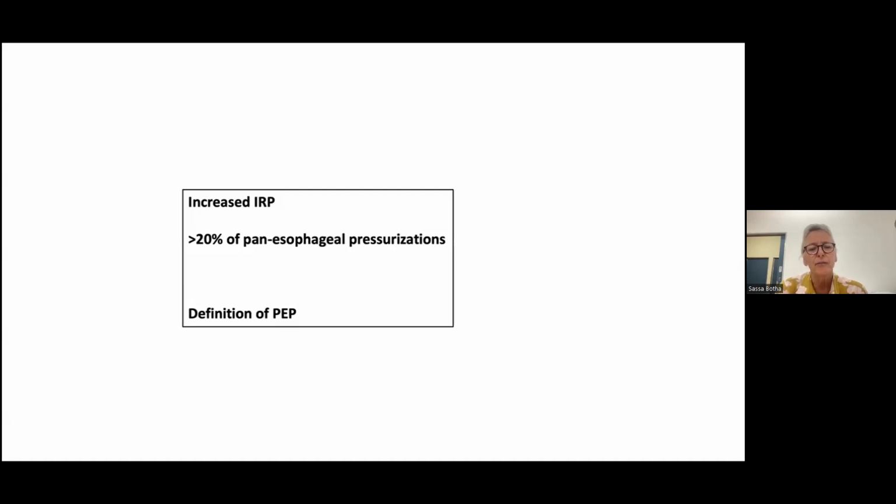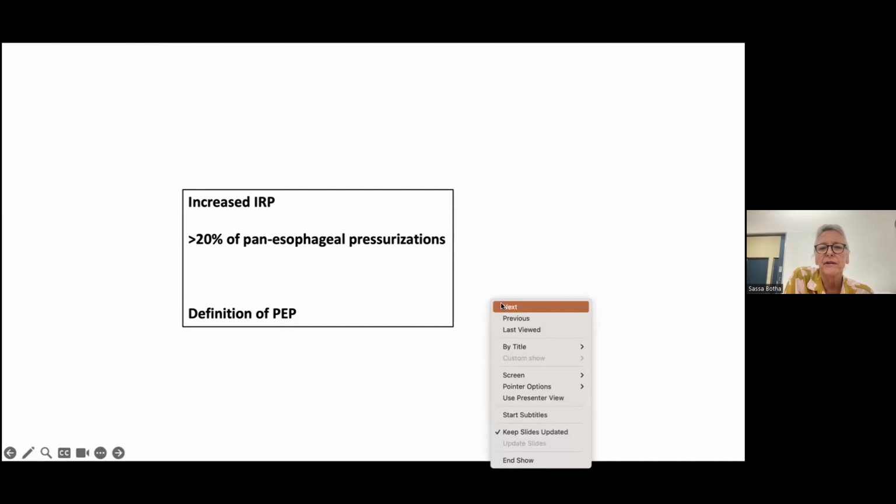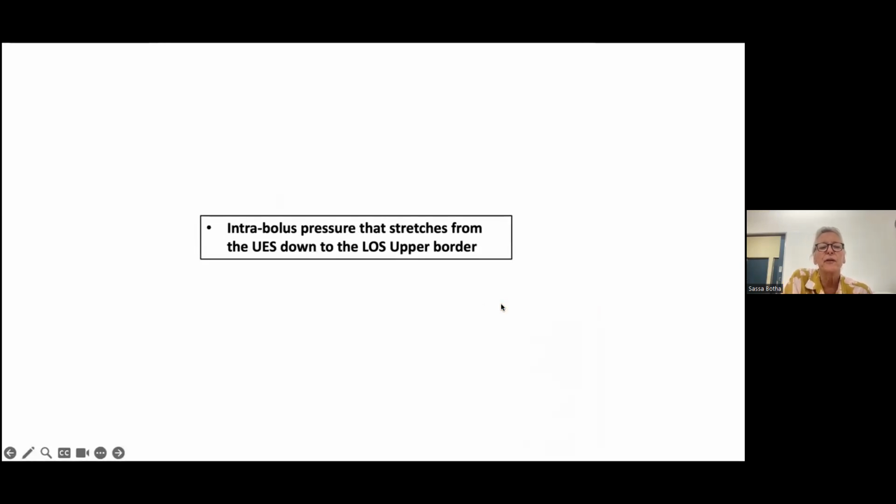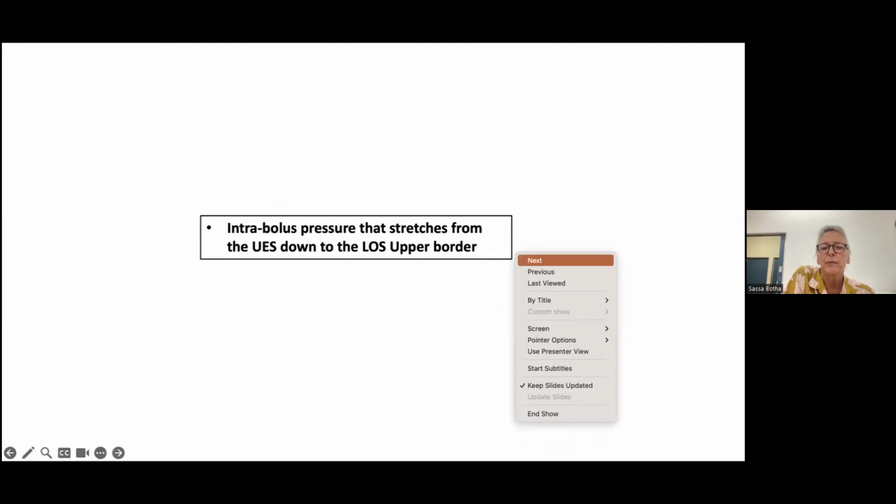So what's the definition of PEP? Panesophageal pressurization. I would think uniform pressurization of your esophagus throughout. Okay, but specifically from where to where? From the upper esophageal sphincter to the OGJ. That's right. You could see it very clearly on that manometry tracing. So it stretches from the UES down to the upper border of the LOS.